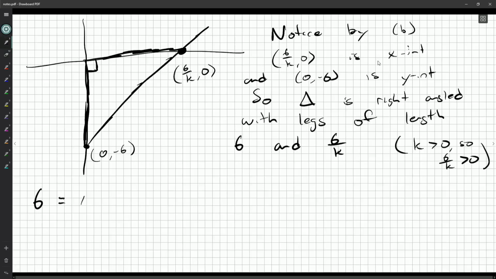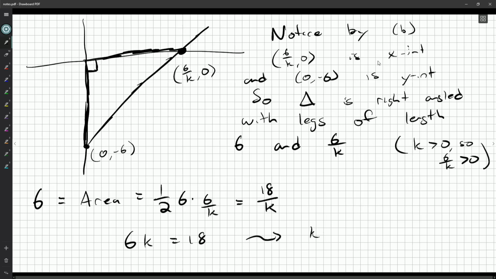So we know that 6 is the area, but we also know how to find the area of a right-angled triangle. It's 1/2 base times height, 1/2 the product of the legs. And so that's going to be 6 times 6 over k. So this is 36 over 2, or 18 over k. Rearranging that, 6k is equal to 18. And this tells me k is 3.